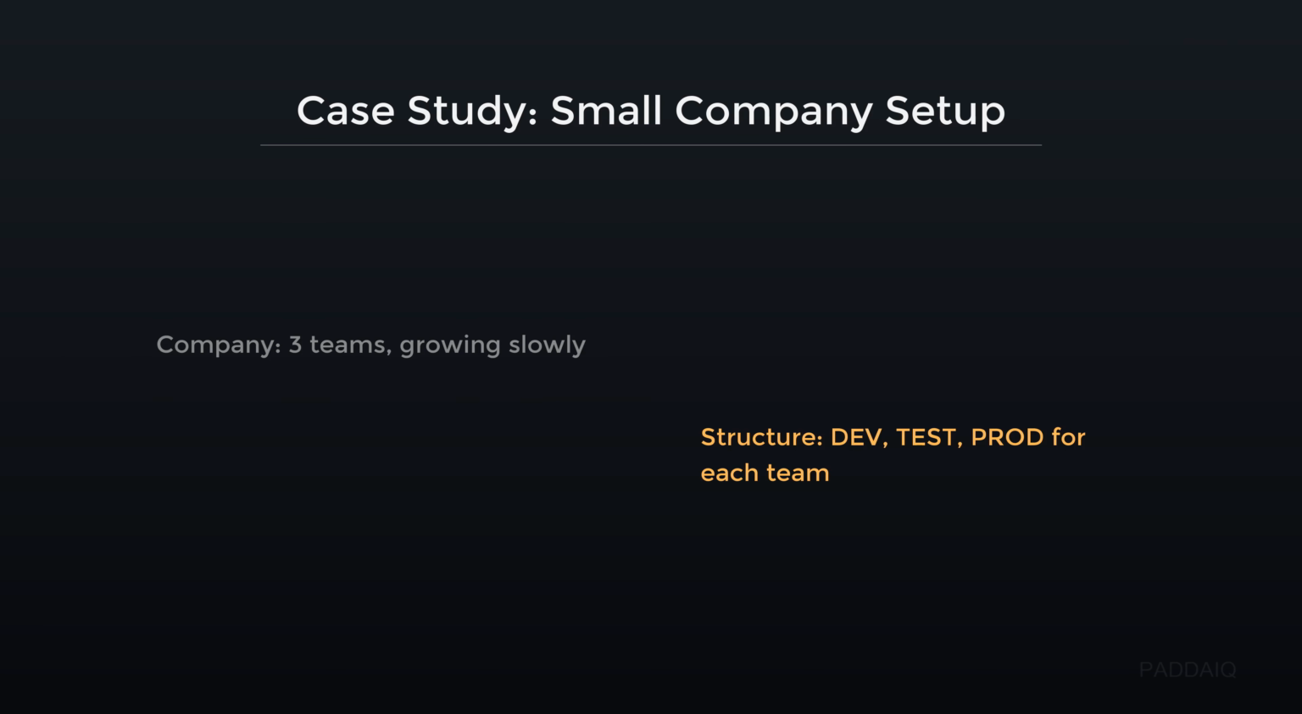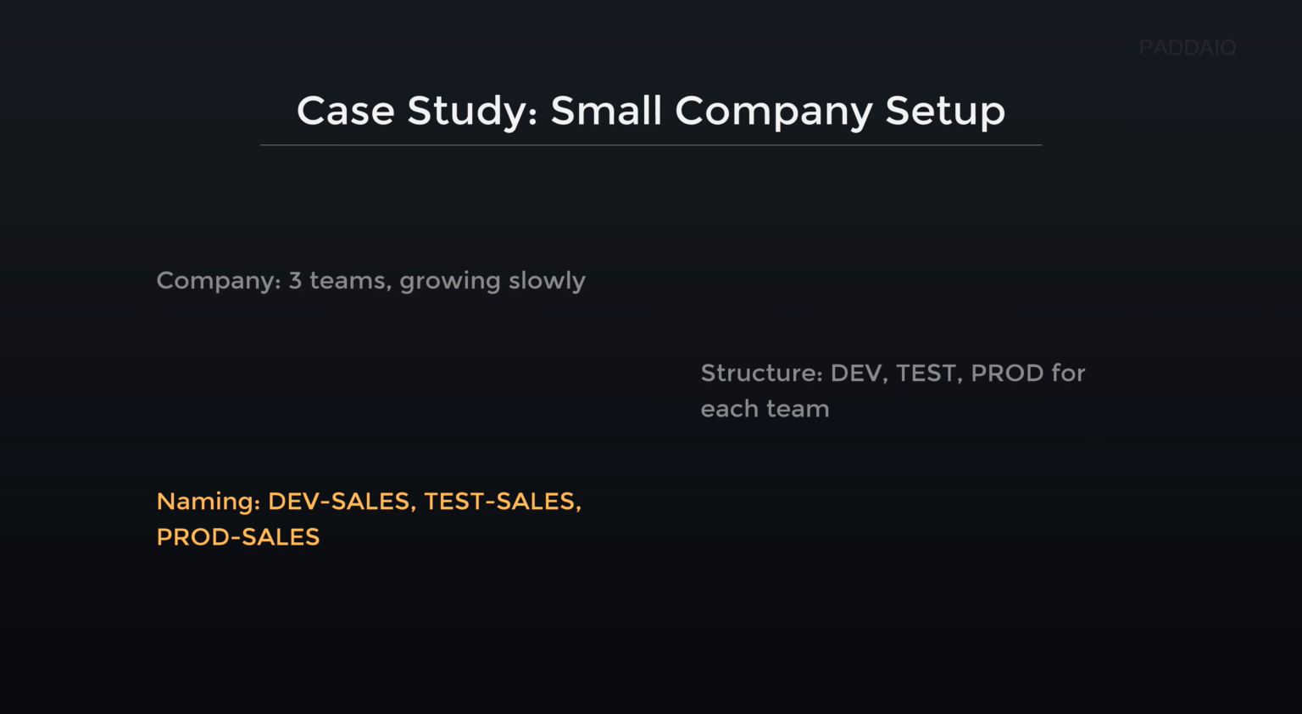Structure: dev, test, prod for each team. This means every team has separate, dedicated environments for development, testing, and production work. For example, a development team builds a new feature in dev, then tests it thoroughly in test before deploying the final version to the live prod system. This structured approach ensures organized, safe, and reliable software development and deployment.